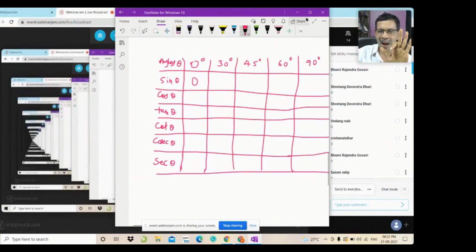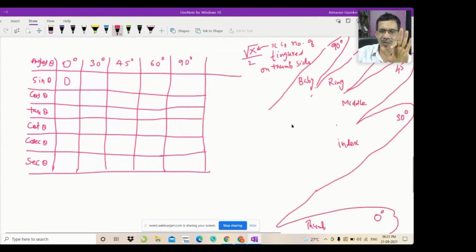Yes, Bhumi, you are right. And it is 1. So when 1 is there, I will write root of 1 divided by 2. And root 1 is 1 and this is equal to 1 upon 2. So sine of 30 is 1 upon 2. So now with the help of your palm and fingers, you know sine 0 is 0, sine 30 degrees is half, and the next is to find sine of 45 degrees.